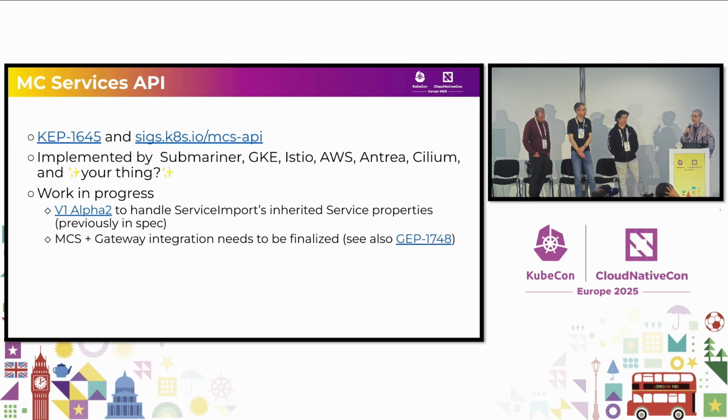Since we last gave a maintainer update in North America, Cilium has come a lot further on its implementation of the MCS API, and there's also a ton of other implementations of this API that you can take a look at. There are some updates ongoing: as more implementations use this API, we get more feedback about how to improve it or how we can represent the standard better. So there's a v1alpha2 still in progress.